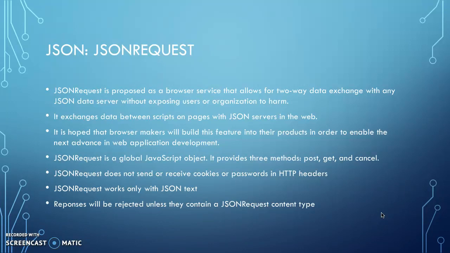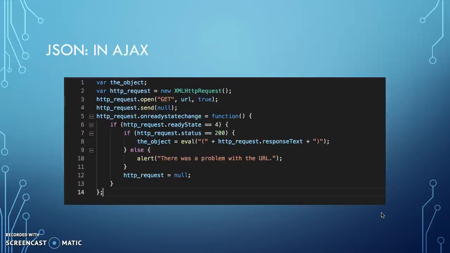JSON request is a new way to exchange data between servers just via the browser, where you don't have to use anything special like server-side code or anything like that. And it's something that will probably be used much more in the future. JSON request will work only with JSON text, so it's more secure and can be a very great thing for transmitting data between applications and servers.